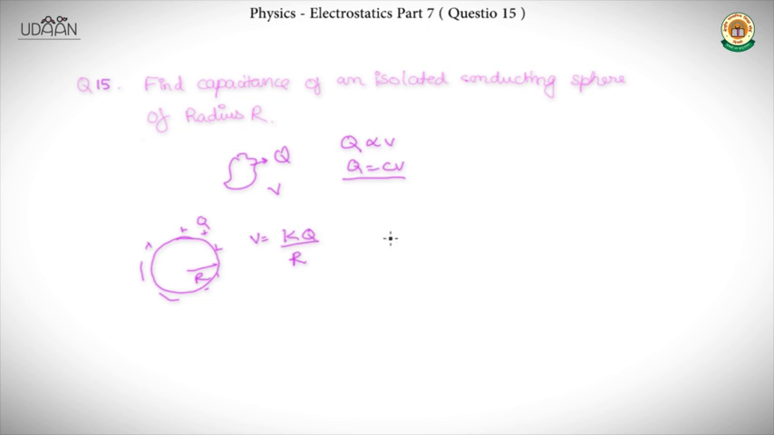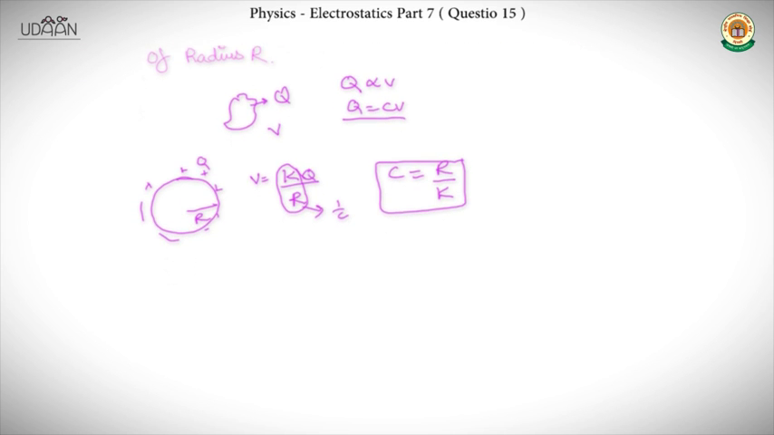So simply we get that this part is equal to 1 by C. So C is equal to r by k. This is a very simple question, but you can also interpret it in another way.